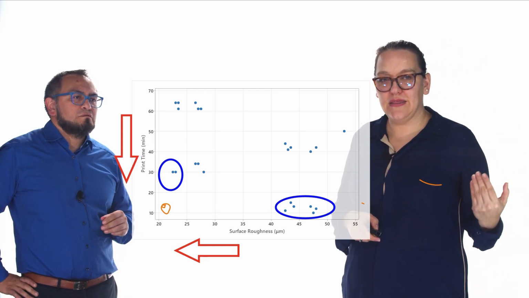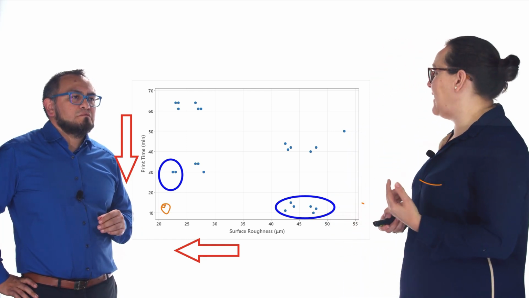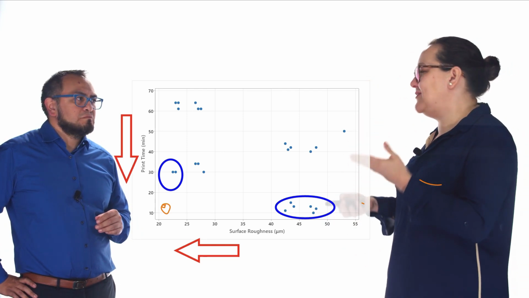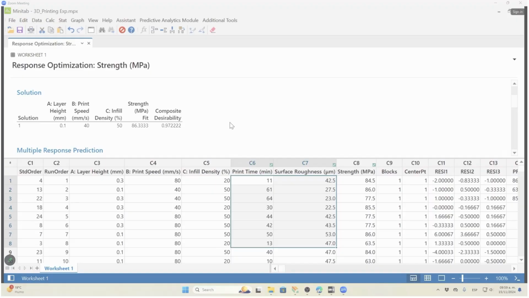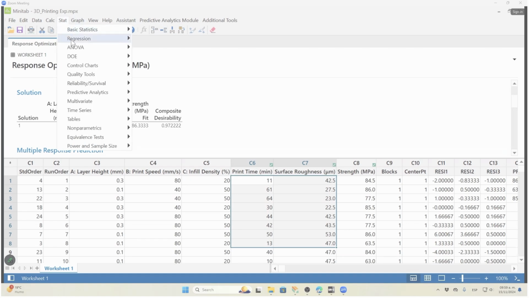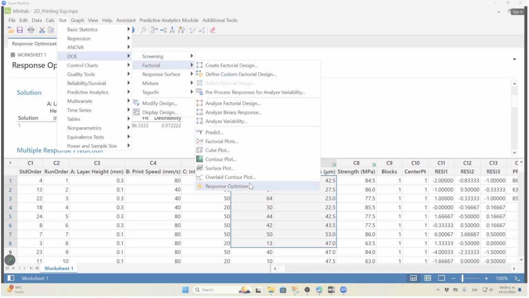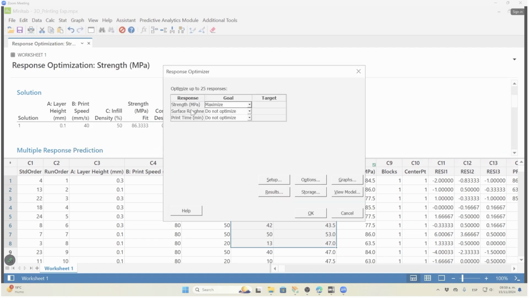So let's go back to Minitab and let me show you how you can get just one solution, because you have these three and then you will ask, which one should I use? So let's go back here. I will go back to the response optimizer, sorry. So we go back to DOE, factorial, response optimizer, and now here we can select to optimize the three at the same time. We have strength maximize, surface roughness minimize, and print time minimize. Now let's go to setup.